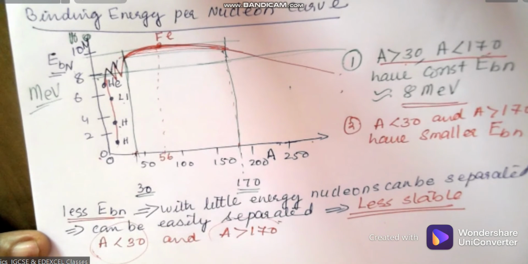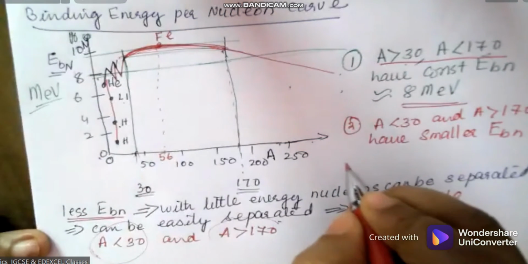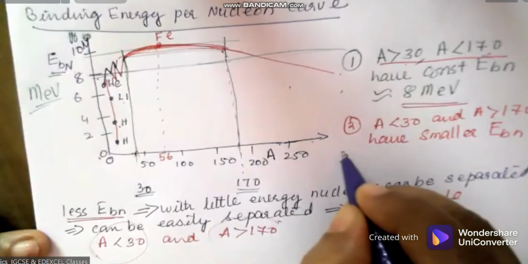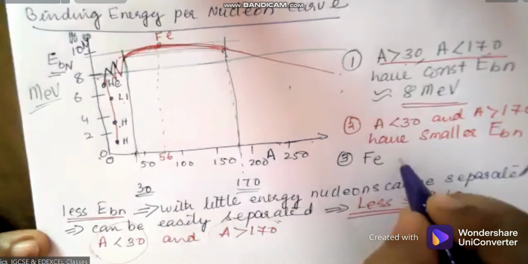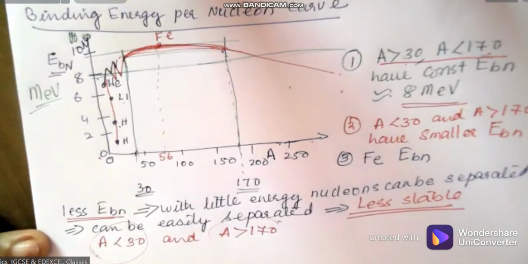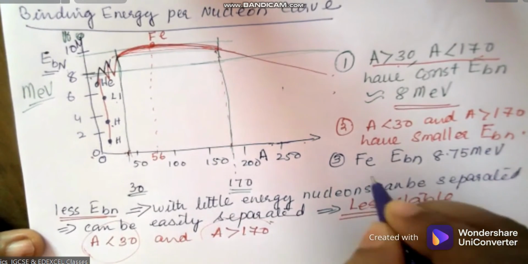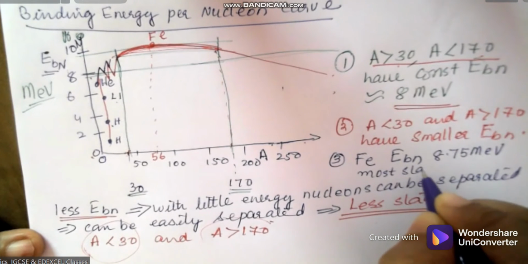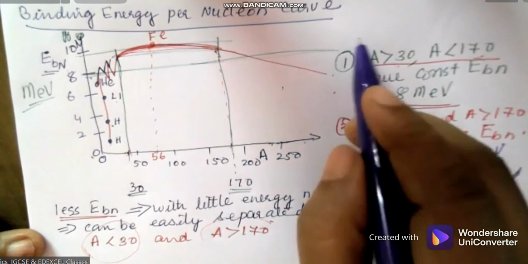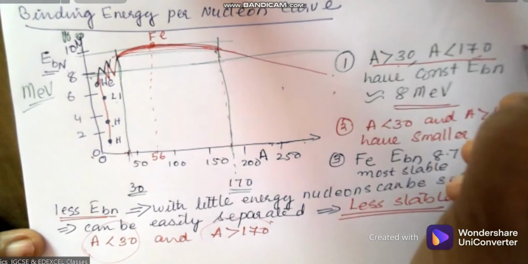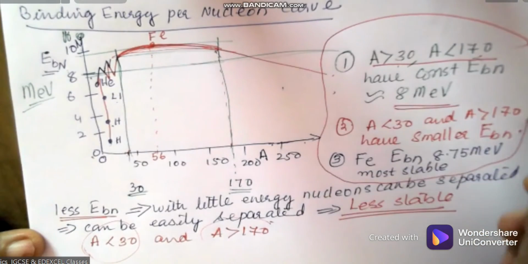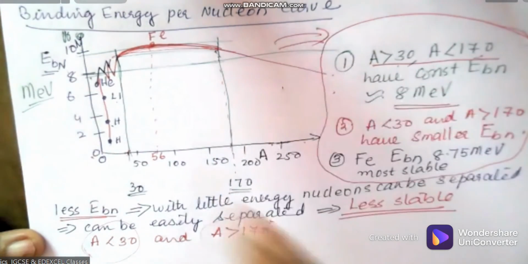Now, the most stable element is this one. This is the third observation. Third observation, iron, with binding energy per nucleon around 8.7 MeV. 8.75 MeV is the most stable nuclei. Okay, so remember, these are the observations that you can conclude from this binding energy per nucleon curve.